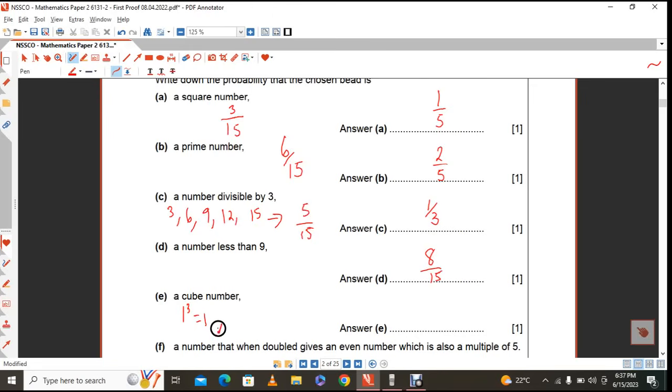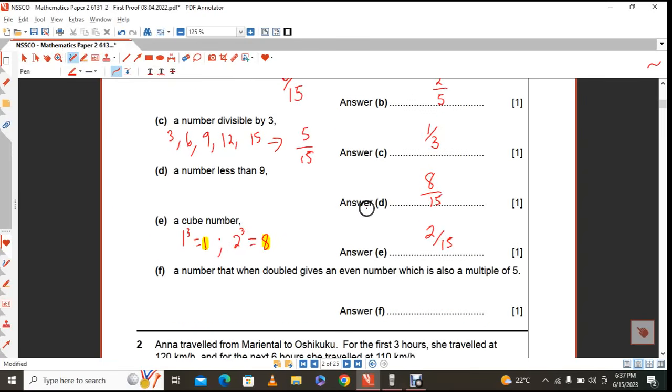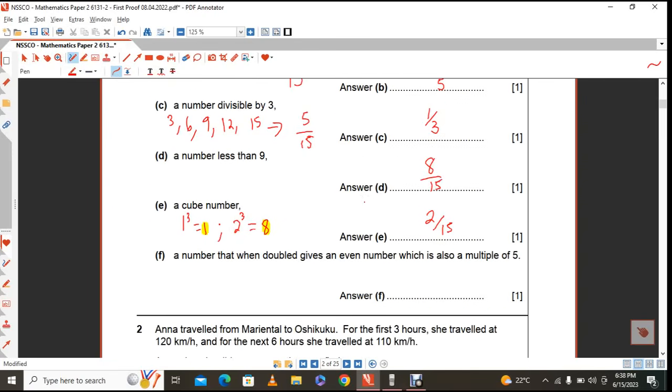Then there's another cube number there, that is the number 8 coming from 2. So the cube numbers that I have within that range are 1 and 8. So therefore, there are 2 out of the possible 50 numbers that are going to be cube numbers. Here's the one that you have to be a little bit careful with.